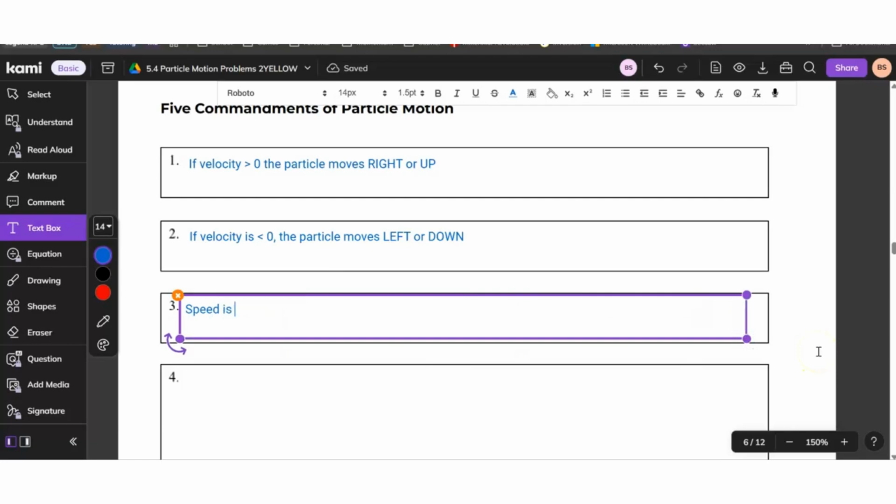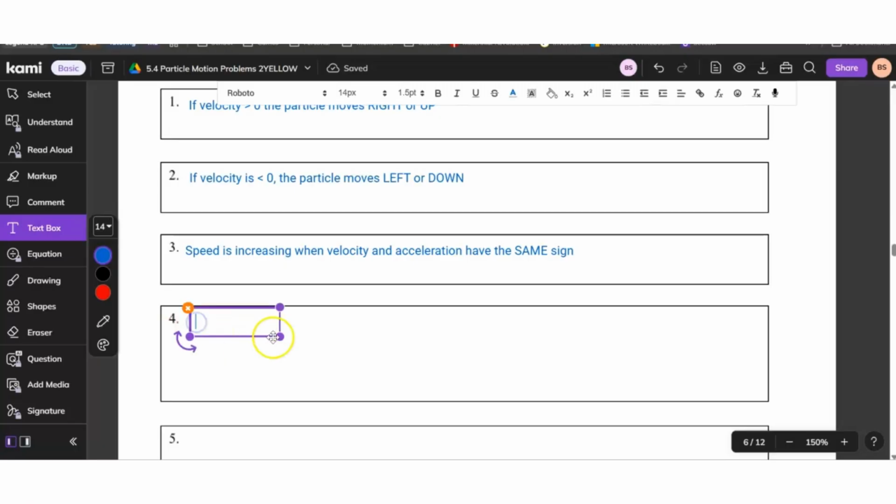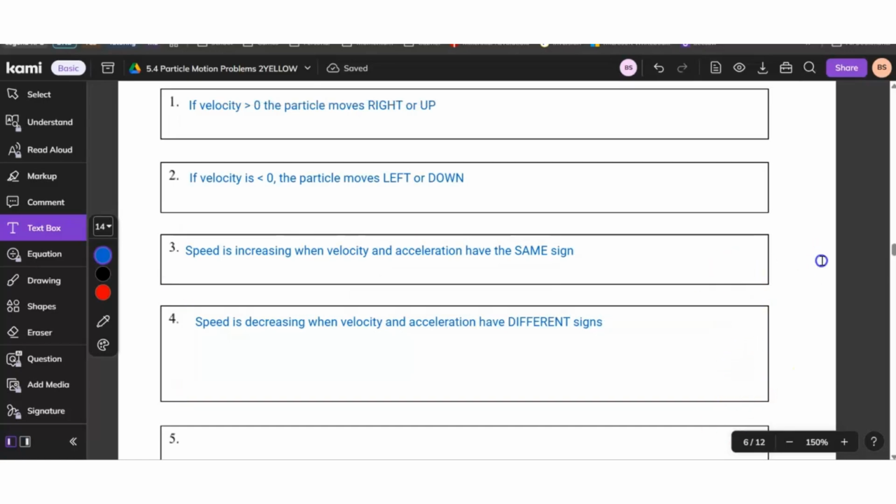Speed is increasing when velocity and acceleration have the same sign. I don't know why I made number 4 so big. I should have made these all a lot smaller. Oh well. And then speed is decreasing when velocity and acceleration have different signs. Right? So it's literally like same sign, faster. If that doesn't make sense to you, I can push someone around.